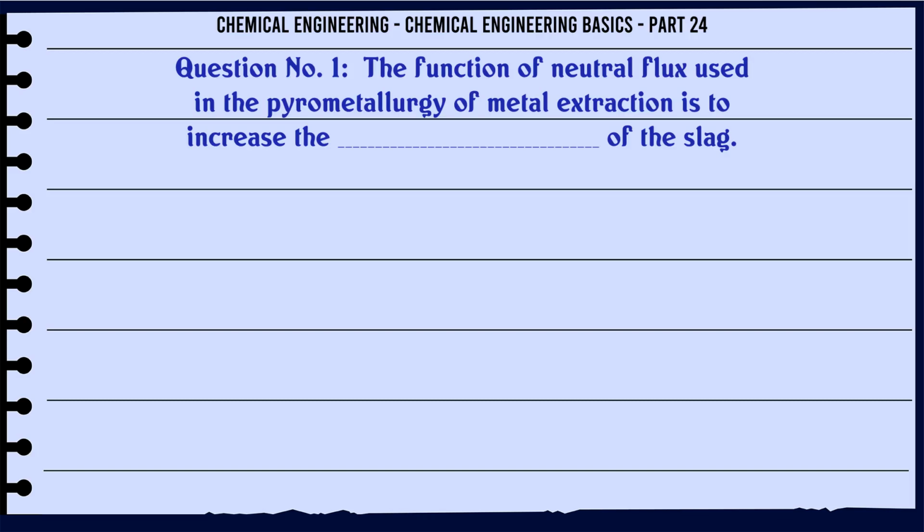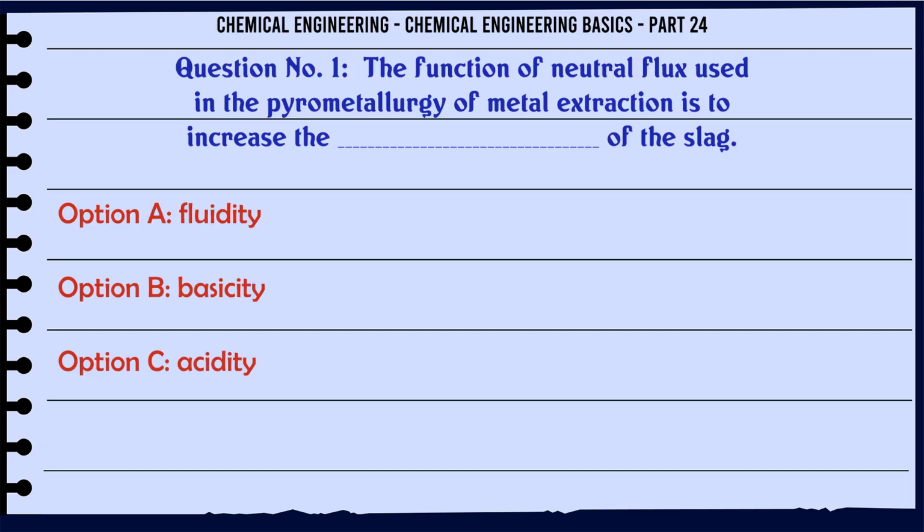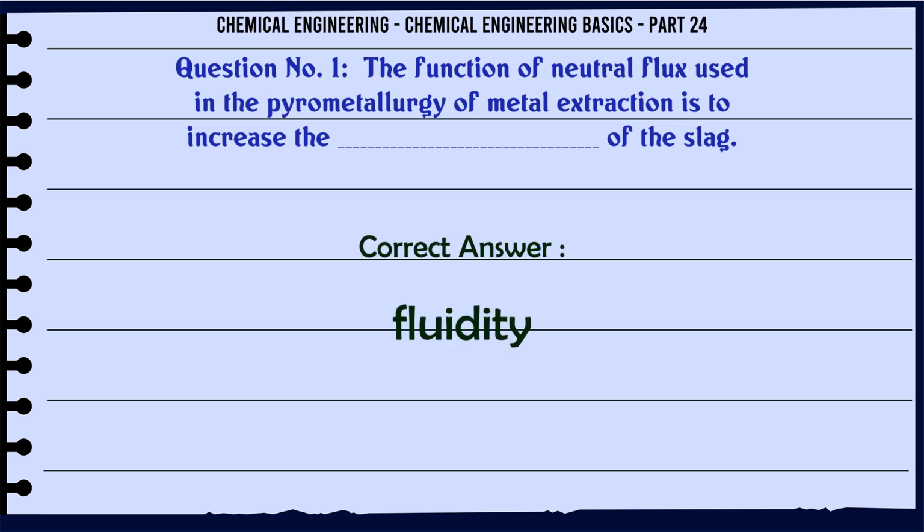The function of neutral flux used in the pyrometallurgy of metal extraction is to increase the ___ of the slag. A. Fluidity. B. Basicity. C. Acidity. D. Viscosity. The correct answer is fluidity.